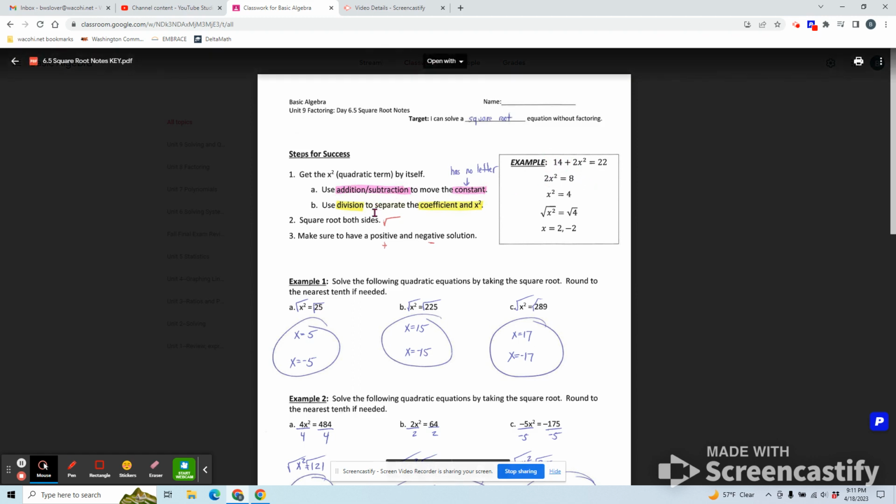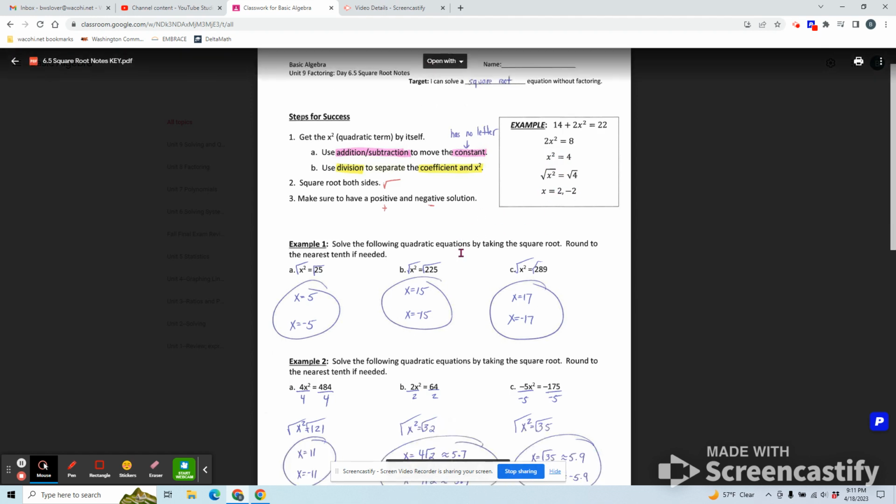So I wrote this in order on purpose. Once again, you're doing addition, subtraction first. If you need to, then you're doing the division. You got to follow in that order. Step 2, after you have gotten the x squared term by itself, you square root both sides, and then make sure one is a positive and one is a negative solution.